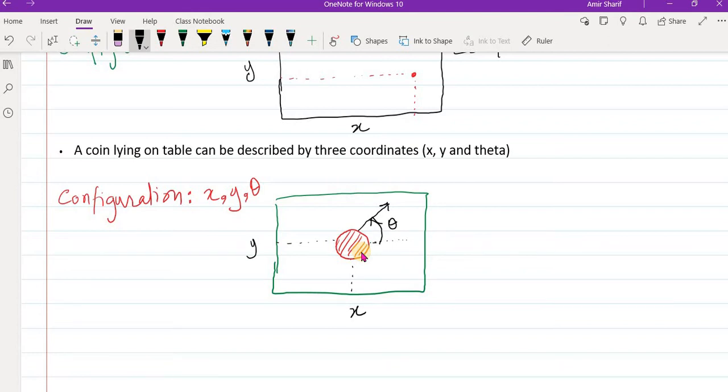So this is how you define the configuration, and this whole combination of all possible positions and orientations. So this space will be a configuration space of your coin. So the next time, if the coin is, let's say, moved here, it will have a different configuration. It will have a different X, Y.